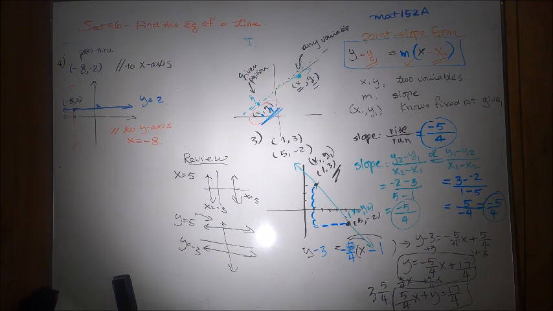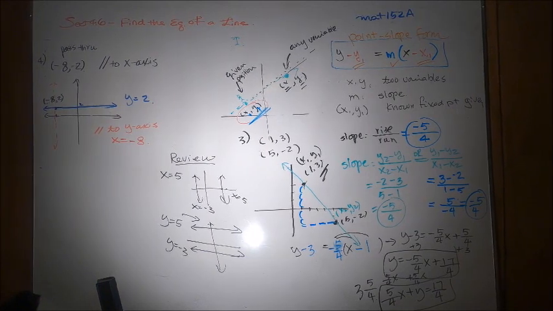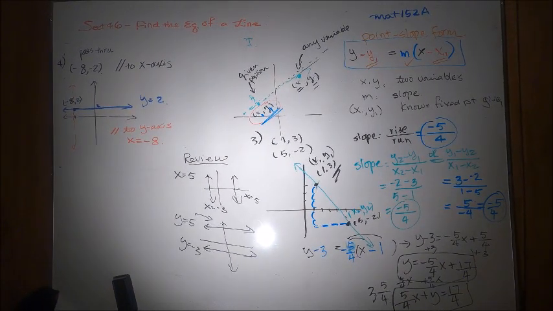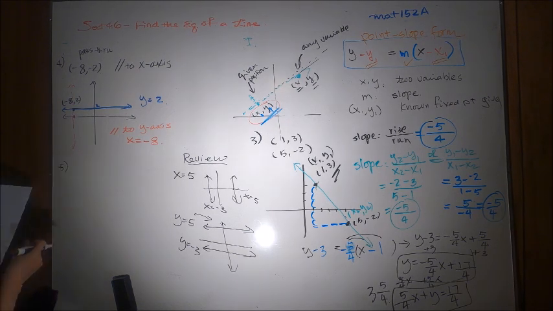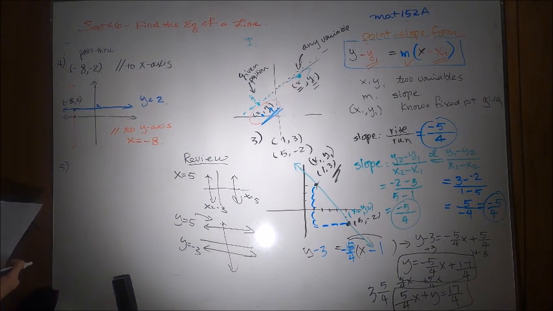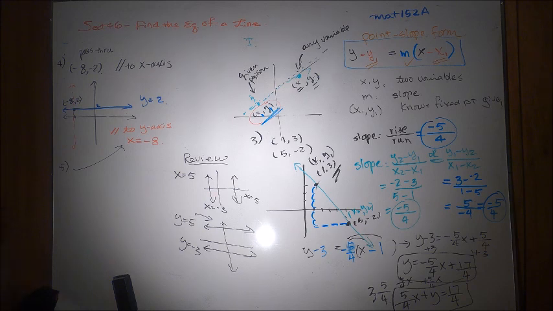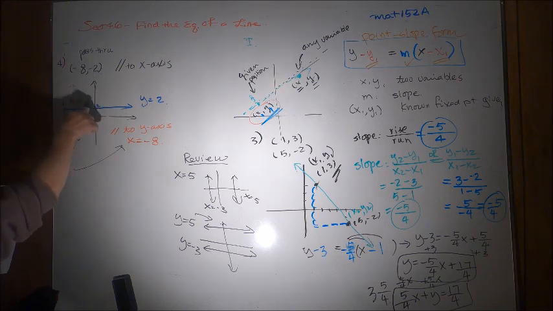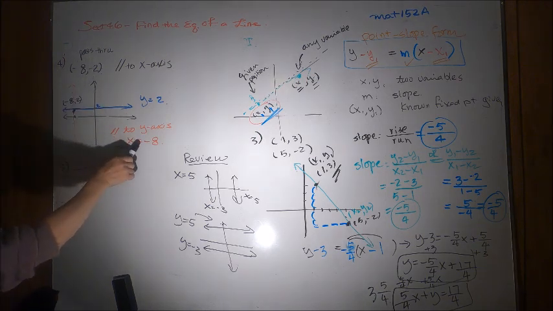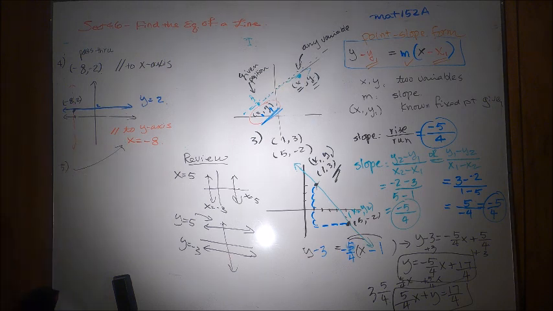Right? And take a look at the next one. Oh yeah, we did this already. That's this way, right? The line going through this point and parallel to the y-axis. That's this one. Is that right?